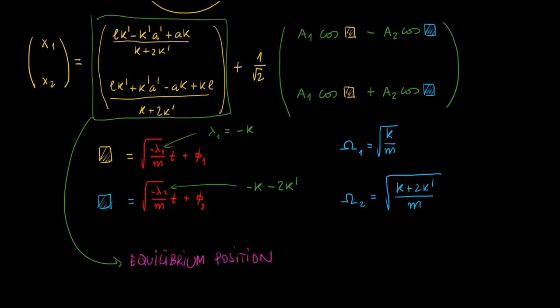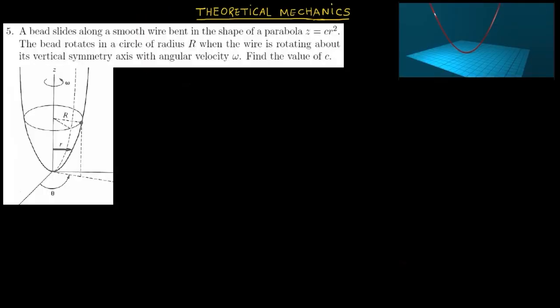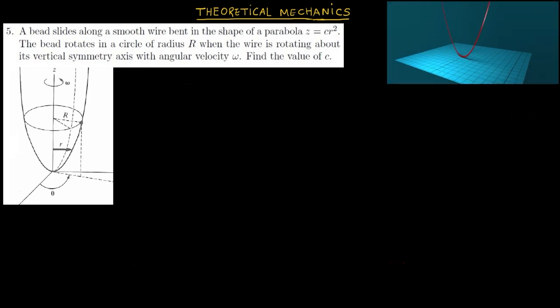Okay, let's continue with exercise 5. A bead slides along a smooth wire bent in the shape of a parabola z equals c r squared. The bead rotates in a circle of radius r when the wire is rotating about its vertical symmetry axis with angular velocity omega. Find the value of c. Here it's important to notice that we are not referring to a paraboloid but rather to a parabola. Here you have a little animation to show explicitly what I mean.